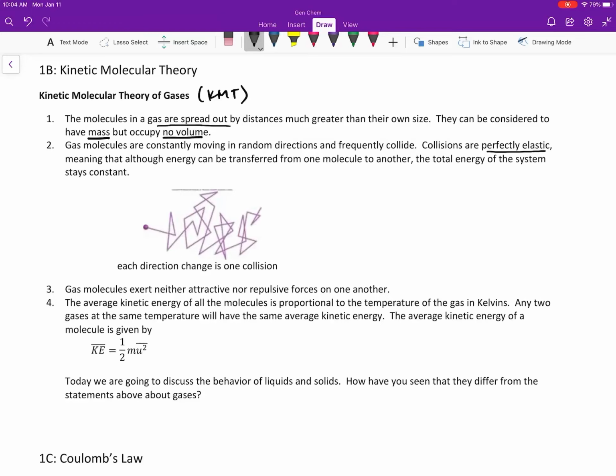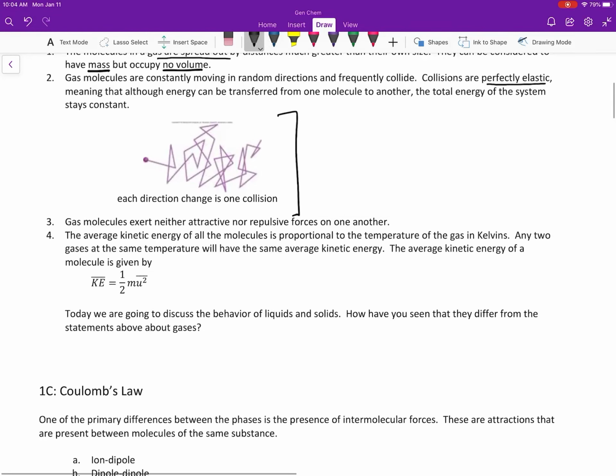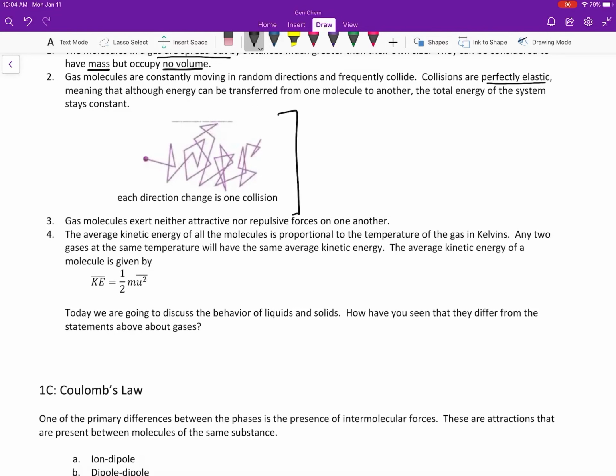So because these collisions are elastic, energy can be transferred between molecules, but the total energy of the system is going to remain constant. Now here's a little drawing of a gas molecule going through collisions, and each time the direction changes, that is going to be an example of a collision, either 2 gas molecules colliding with each other or colliding with the wall of the container. The third is that gas molecules exert neither an attractive nor repulsive force on one another.